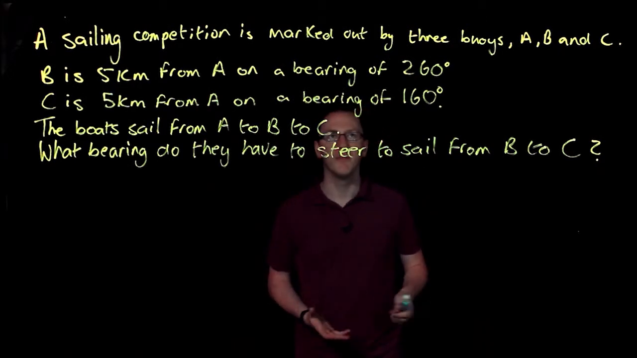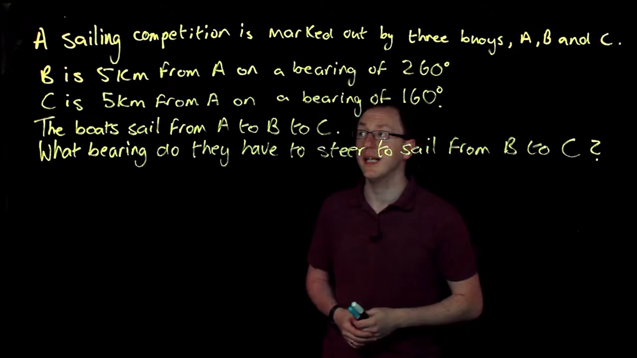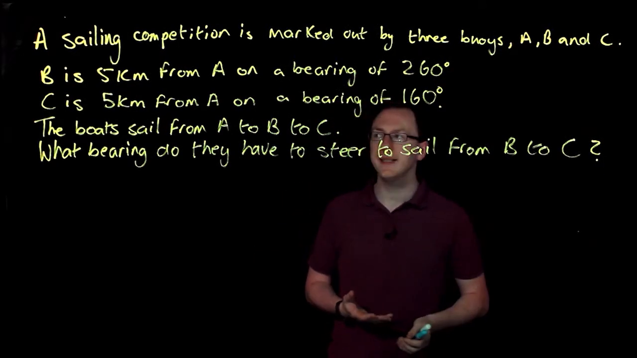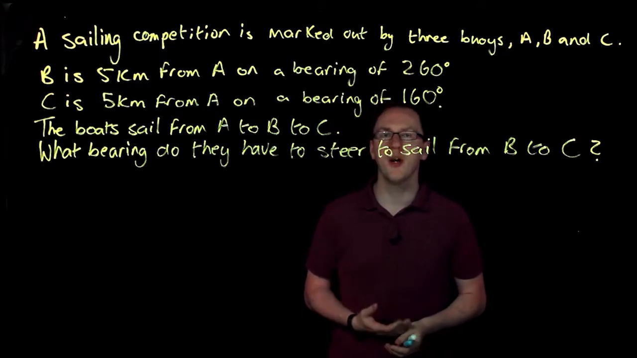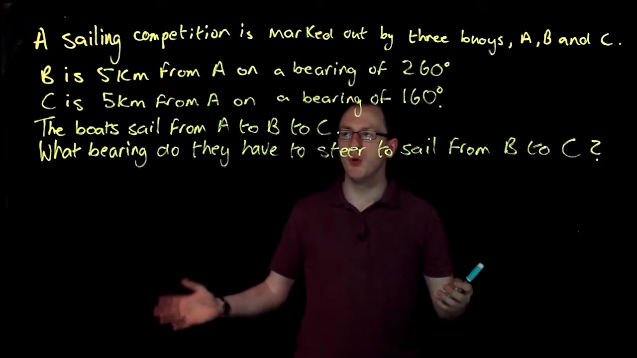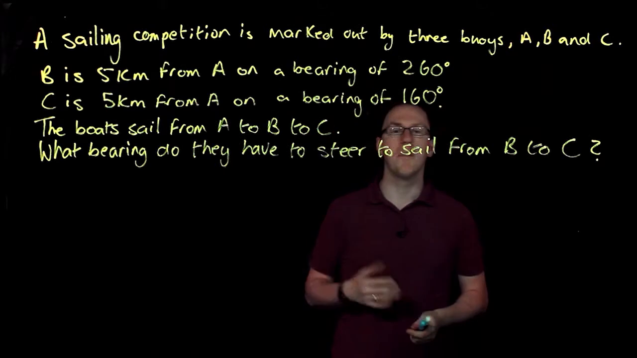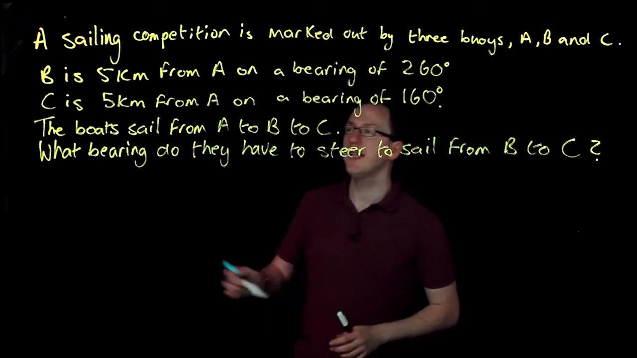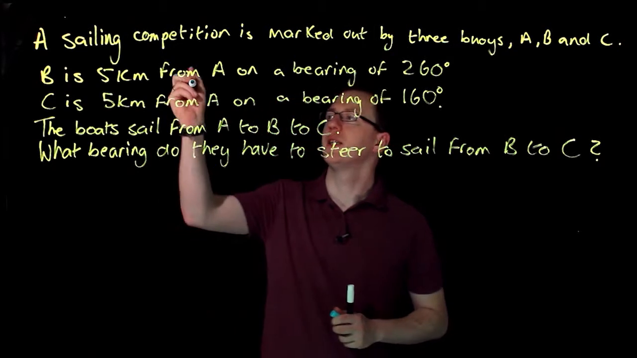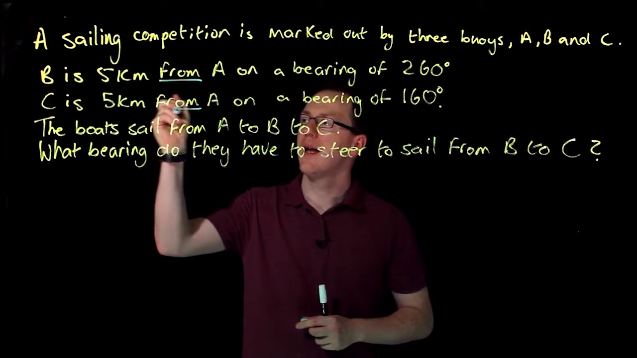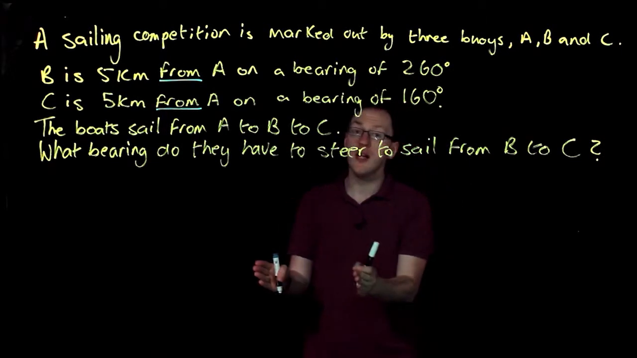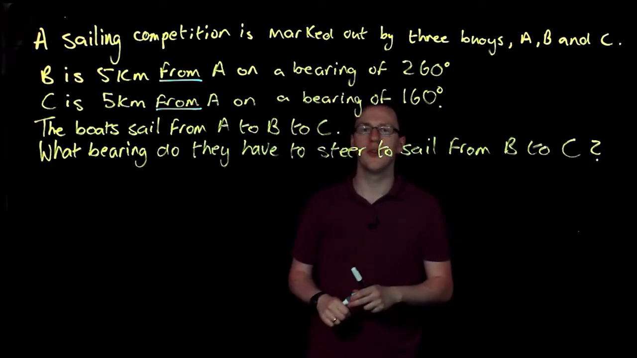A sailing competition is marked out by 3 buoys, A, B and C. B is 5 kilometers from A on a bearing of 260 degrees. C is 5 kilometers from A on a bearing of 160 degrees. The boats sail from A to B to C. What bearing do they have to sail from B to C? Well, the first thing I notice is that both of the directions are given from A. That means in both cases we're at A and we're turning from A to find the other buoys.